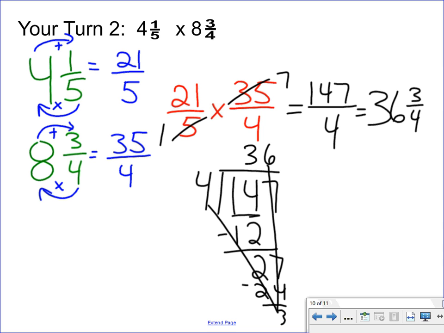Okay. It's very important that we master the skill of multiplying fractions because as we move into division, it's going to rely very heavily on your ability to multiply fractions.